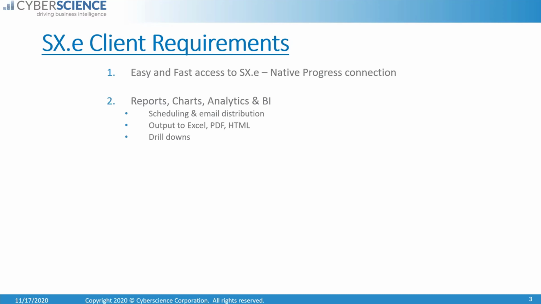Reports, charts, analytics, and BI. So we were told that scheduling and emails of reports and dashboards was a must. So that's something Cyberquery covers too. Output, different output formats, Excel, PDF, HTML. I don't have on there JSON. We can do pretty much any type of output that you need to, one way or another, we can output it to a certain file type, XML too. Drill downs. So the ability to drill down from that summary level information, drill down, drill across, Cyberquery can do that as well.